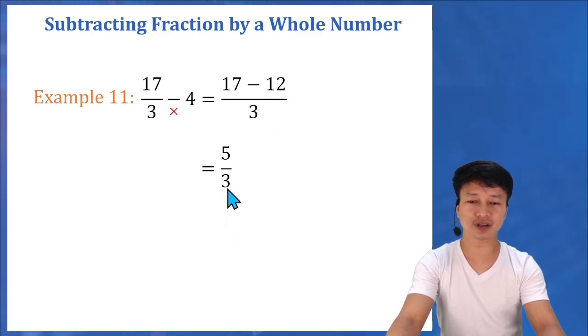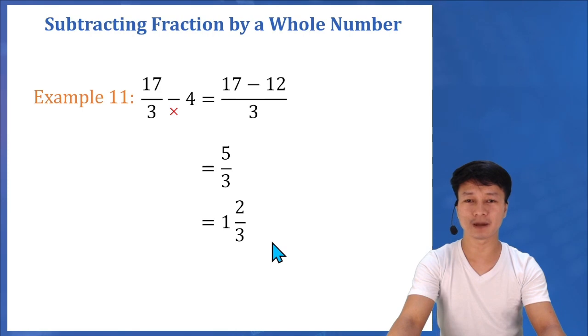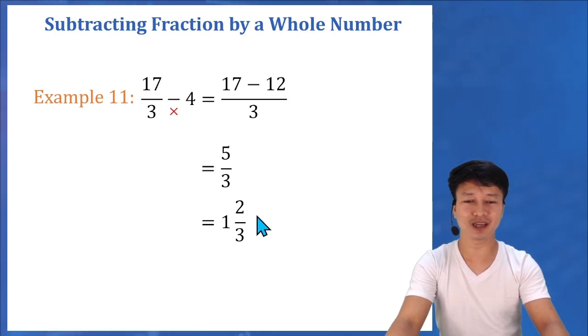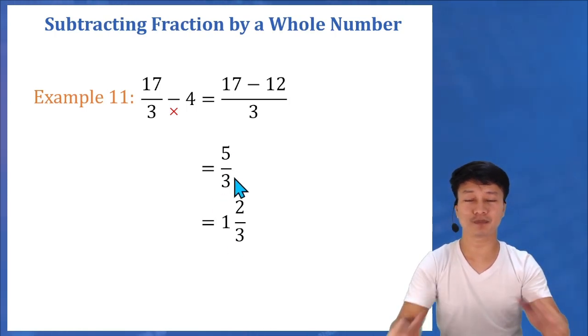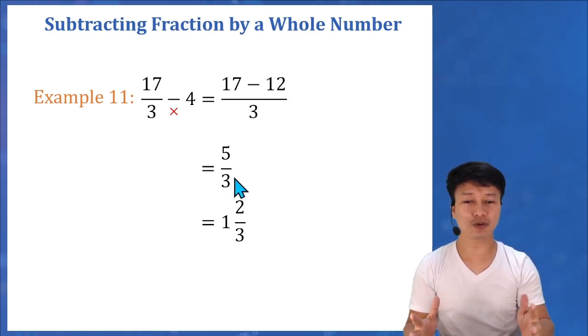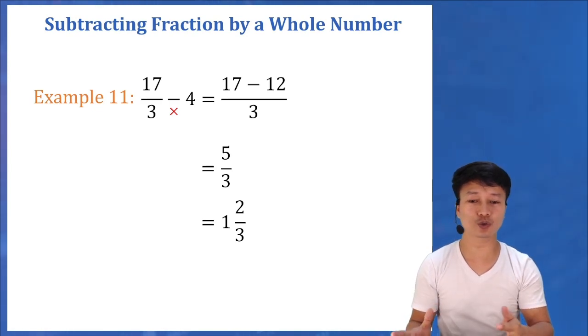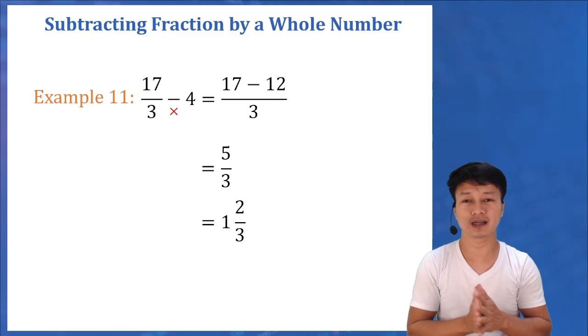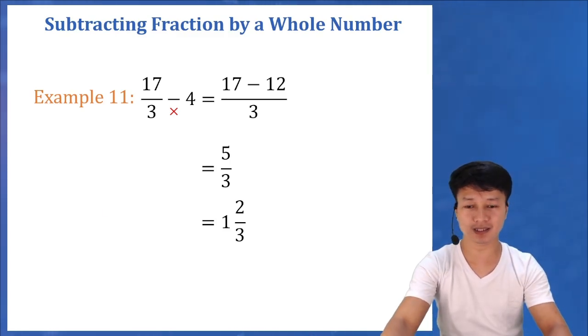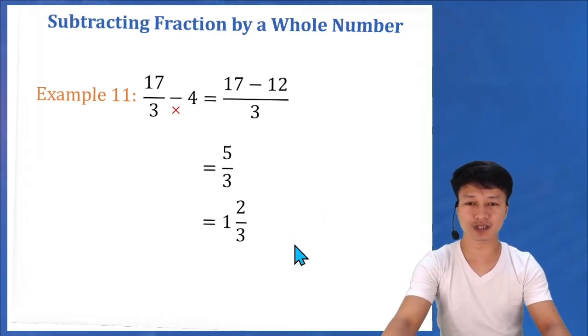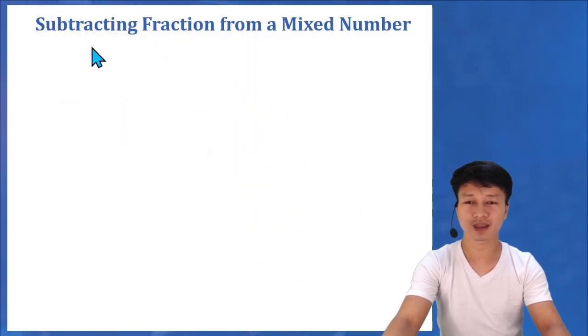And then, ilang 3 meron sa 5? That is 1. And then 1 times 3 is 3. Ilan na lang kulang para maging 5? 2 na lang. So that is 2 over 3. Okay, I hope you can still remember how we manipulate 5 over 3 or improper fractions, how we manipulate improper fractions to convert them into their equivalent mixed number. Okay, so let's proceed to another situation.